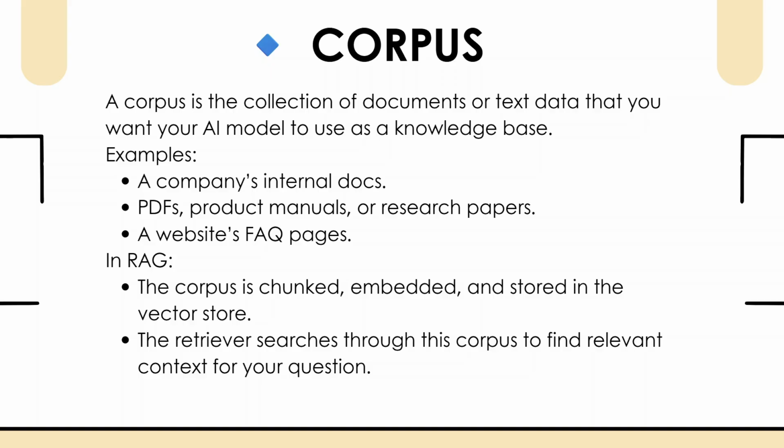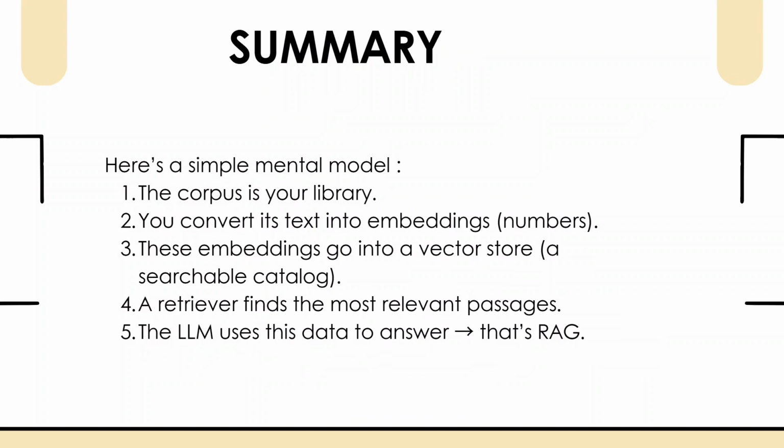When you ask a question, the retriever searches through this corpus to pull out the most relevant context, which the model then uses to answer accurately. Think of the corpus as your library of knowledge, the foundation of your entire RAG system.